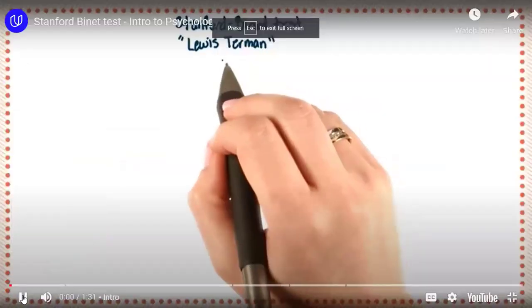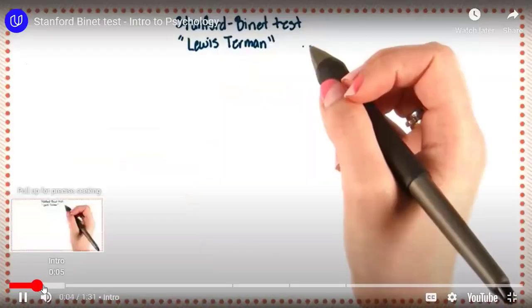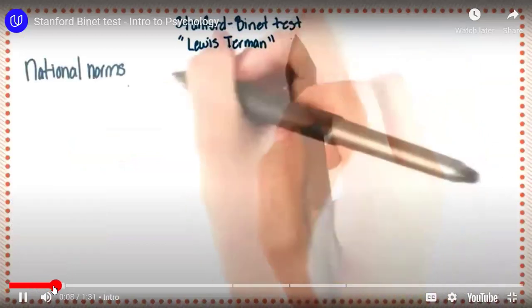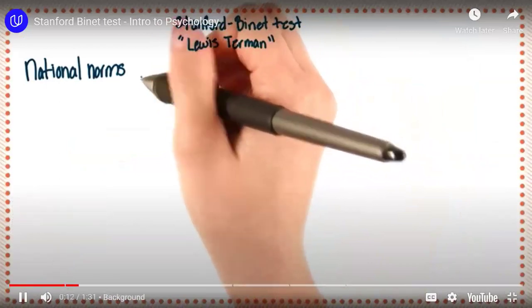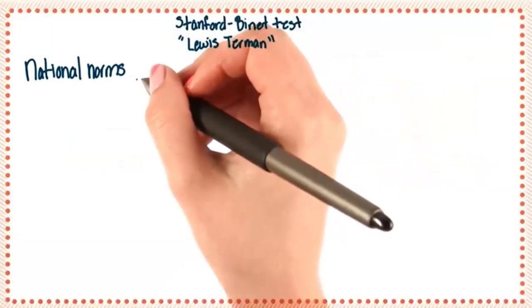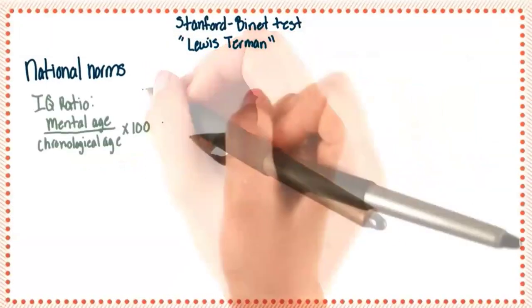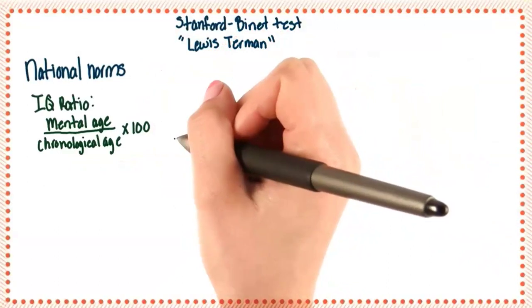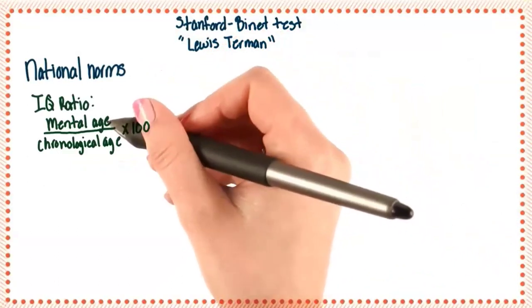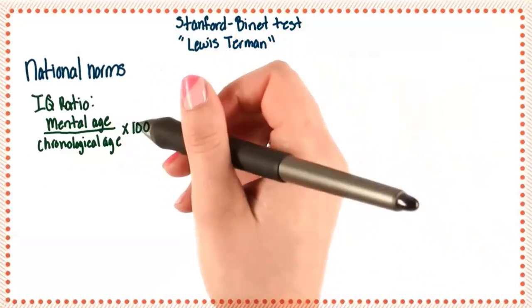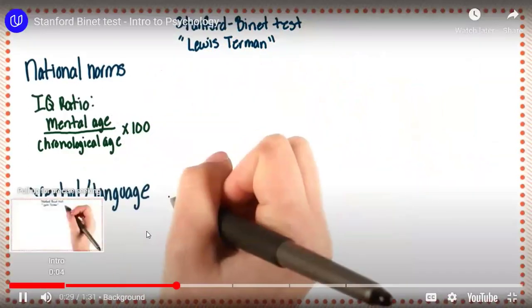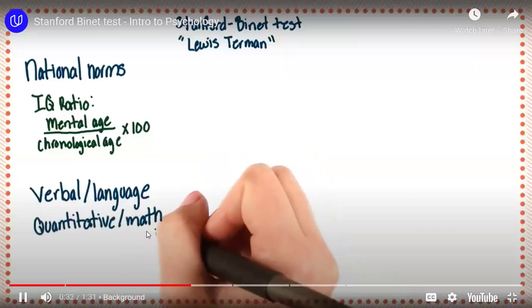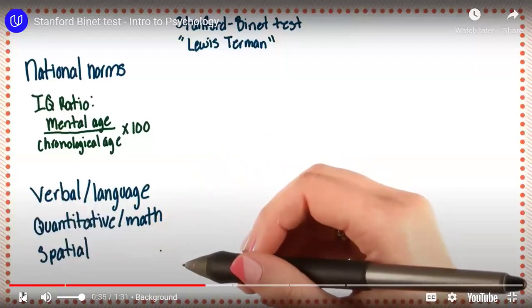Lewis Terman, a psychologist from Stanford, created an American version called the Stanford Binet test. The Stanford Binet test was the first to have national norms, not just local ones, like the last one we saw that was localized for Paris. The Stanford Binet test used the same IQ ratio as we talked about before, mental age over chronological age times the average, which is 100. The test focused on 3 main domains: verbal language, quantitative or math, and spatial. One problem with this test.